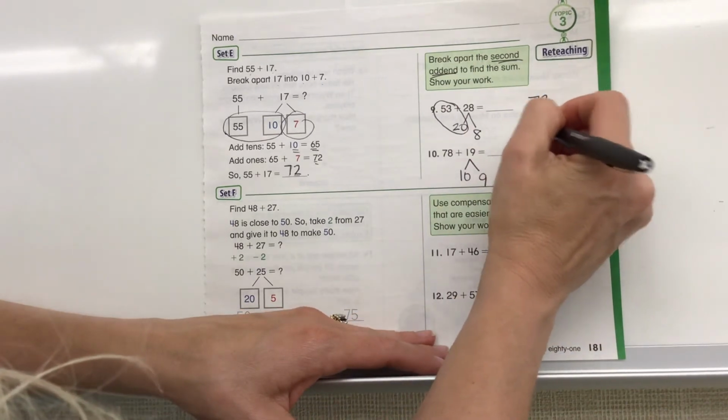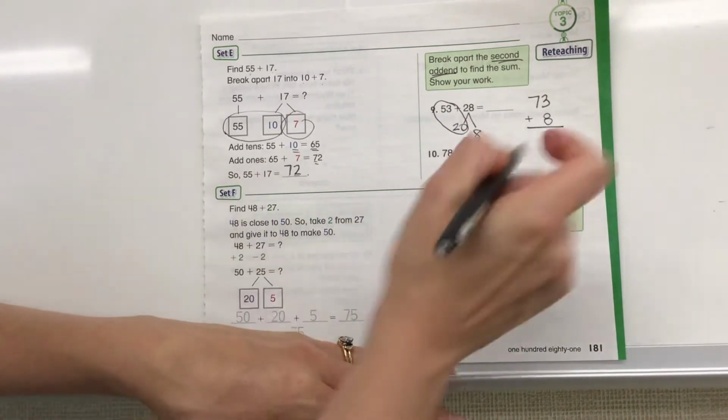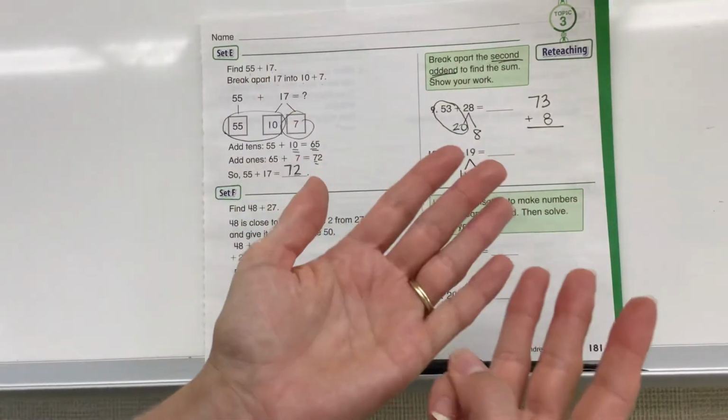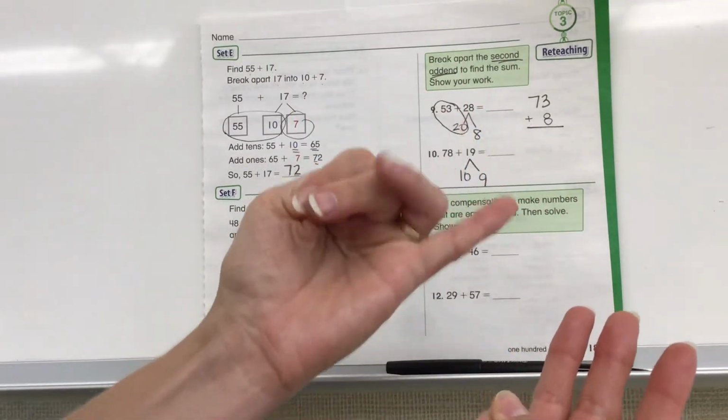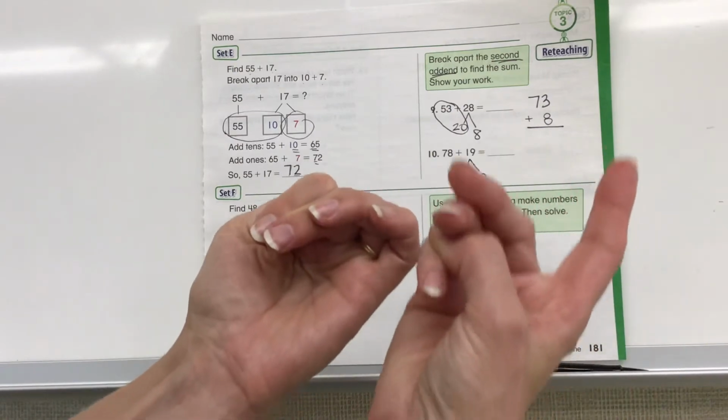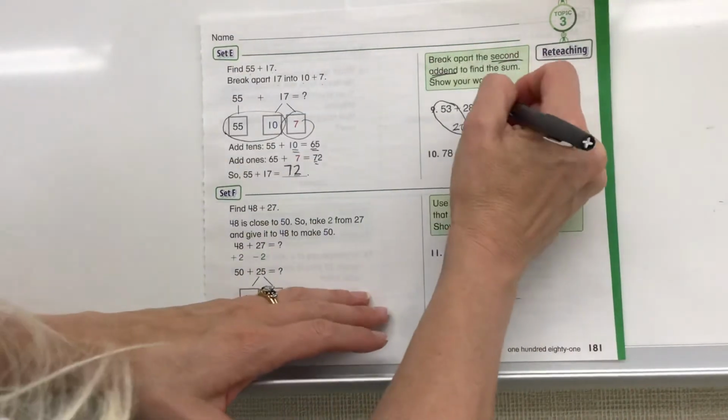Plus 8 more, okay? So I'm going to put 8 fingers up. 73, 74, 75, 76, 77, 78, 79, 80, 81. So I know our answer is going to be 81.